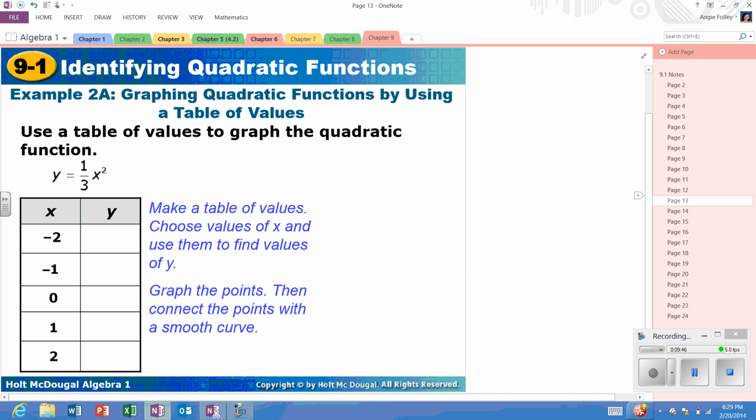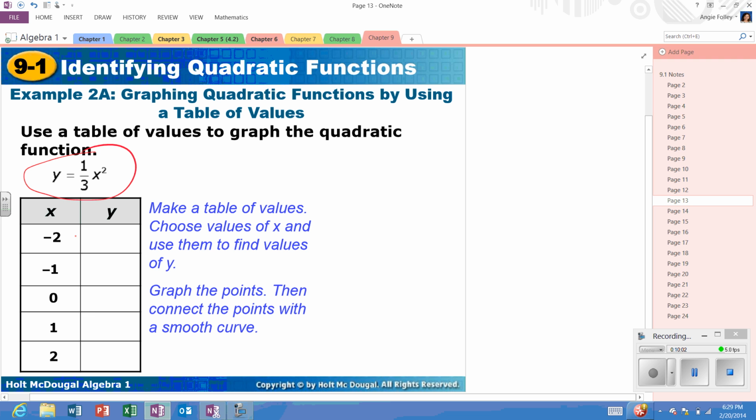Okay, so we want to use a table to come up with points to graph. We have a quadratic equation here, y equals 1/3 x squared. We've got an x squared, so we're good to go, and they're giving us x values that we're going to plug in and find the y values for.